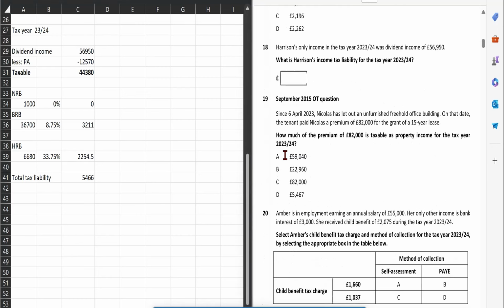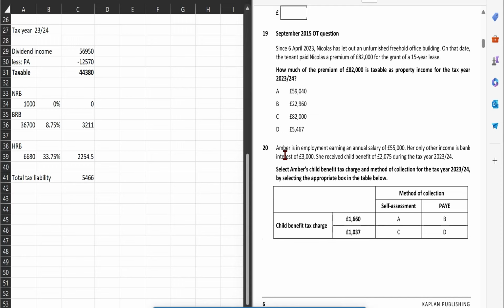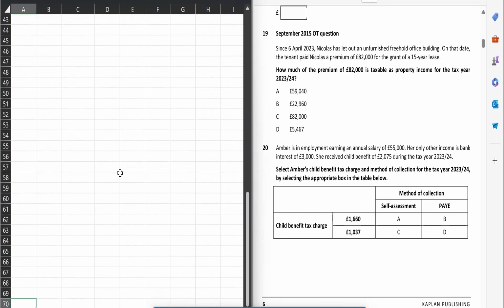Moving ahead to question number 19. How much of the premium of 82,000 is taxable in the property income for the tax year 23/24? Let's move to the scenario. Since 6 April 2023, Nicholas has let out an unfurnished office building. On that day, the tenant paid Nicholas a premium of 82,000 for the grant of a 15-year lease. In case of a lease, first you have to identify the period for which the lease has been granted.